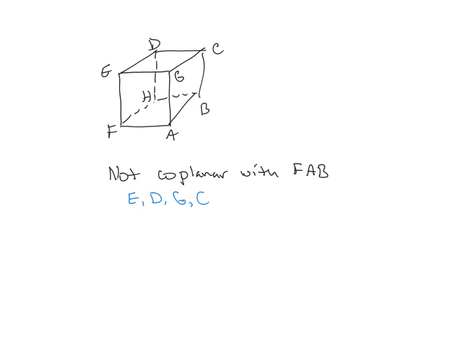So we're kind of looking for opposites. So if it said not coplanar with E, D, H, so E, D, and H is that left side of the cube. So what's not coplanar with the left? It would be the right. So G, C, B, and A.